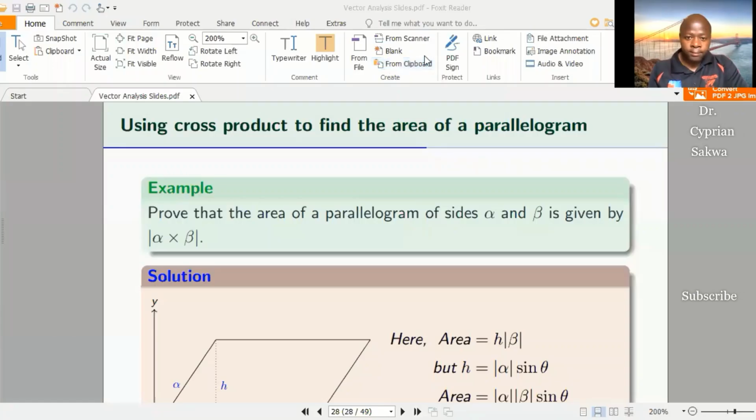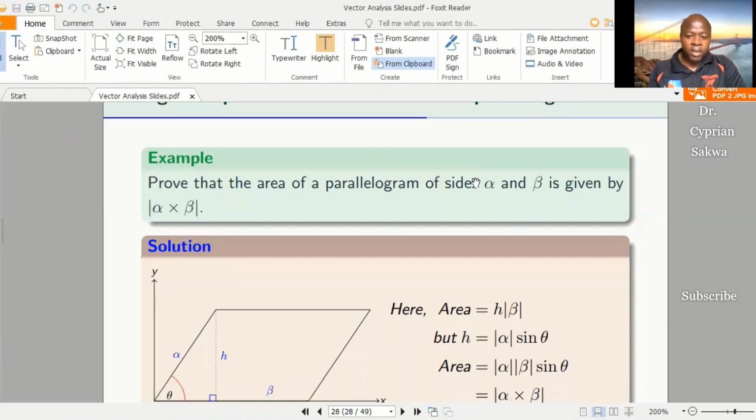Welcome to my channel. Today we look at another application of the cross product in determining the area of a parallelogram. In the other video, we looked at how to find the area of a triangle using the cross product. So we begin with an example: prove that the area of a parallelogram of sides alpha and beta is given by the magnitude of alpha cross beta.